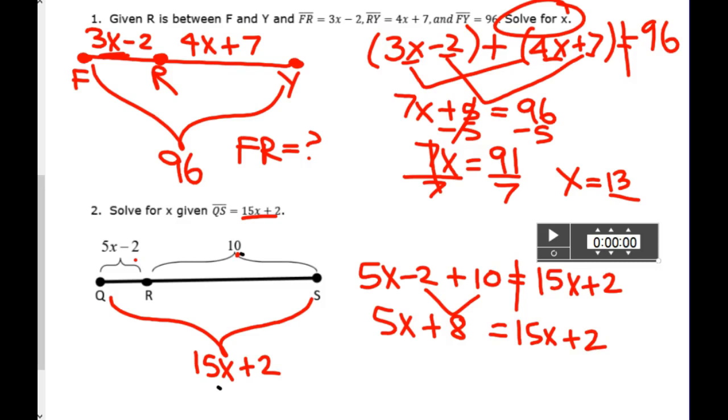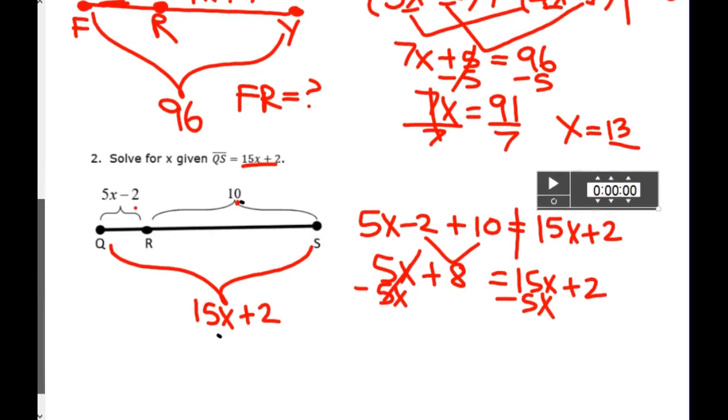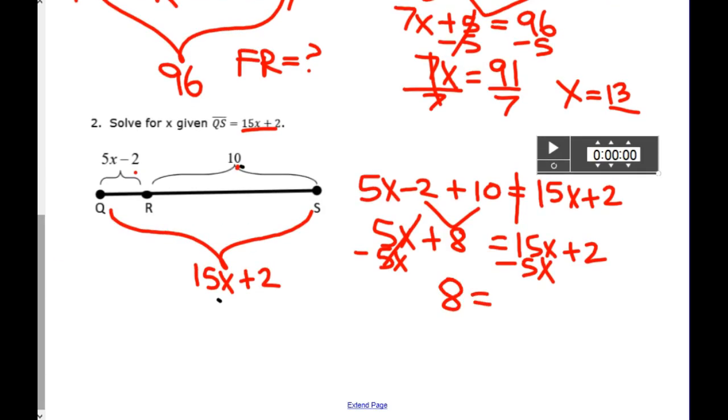Let's get rid of the smaller one, which is 5x. How do I get rid of a positive 5x? Subtract. So minus 5x, minus 5x. Okay, bring down 8 equals 15 minus 5, 10x plus 2. Now, x is on the right-hand side, so we're going to solve for x over there. What do we get rid of first? The loner is positive 2. What do I do? Minus 2, minus 2. 8 minus 2 is 6, and that equals 10x.